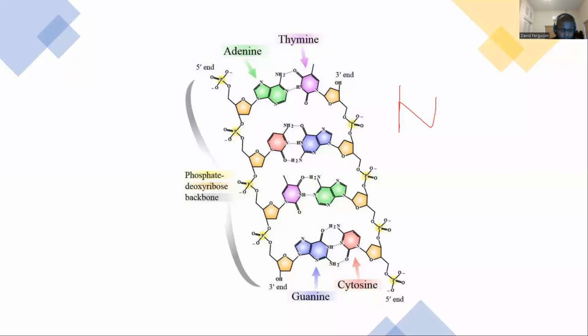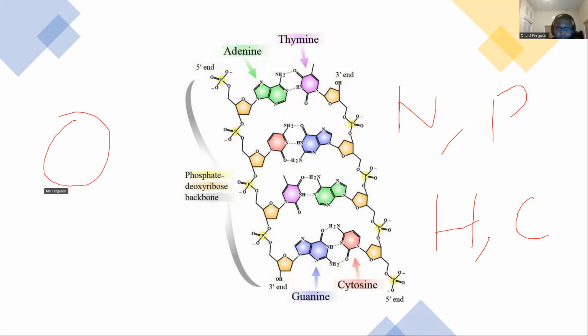So we have nitrogen, we have phosphorus, nitrogen, we have phosphorus. We also have hydrogen, we also have carbon, and we also have oxygen. So that covers basically all of them we have here: nitrogen, hydrogen, oxygen, phosphorus, and carbon. So those are the atoms that we see.